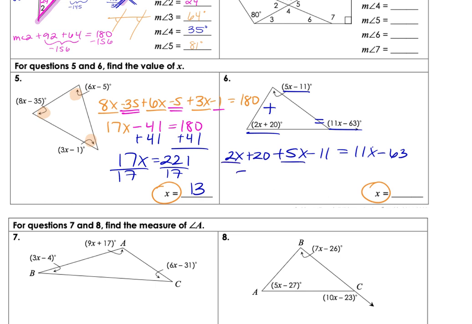So this is 7x plus 9 equals 11x minus 63. So take away your 7x. So 4x equals, add your 63, and then divide by 4. That's 72 divided by 4, 18.